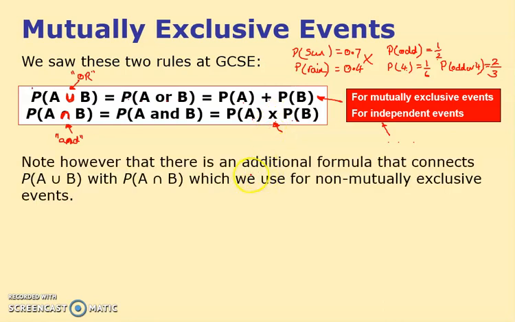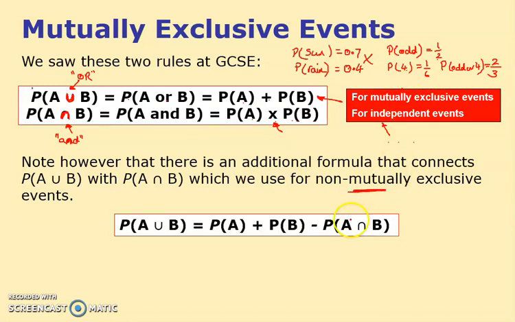There's an additional formula, though, not from GCSE, which we can use for non-mutually exclusive events. I did say this is mutually exclusive. What happens if they're not mutually exclusive? Well, here it is. Notice, probability of A or B is you can add them together. Yes, you can, but you have to then take away, well, a posh name is the intersection. This is A and B. So this is a formula. Write it down. It's an important formula. And we're going to see an example of it.